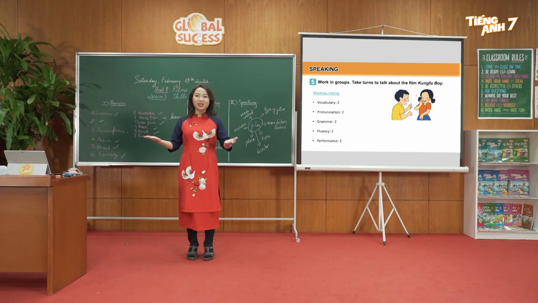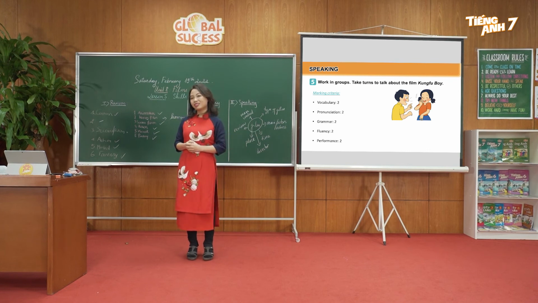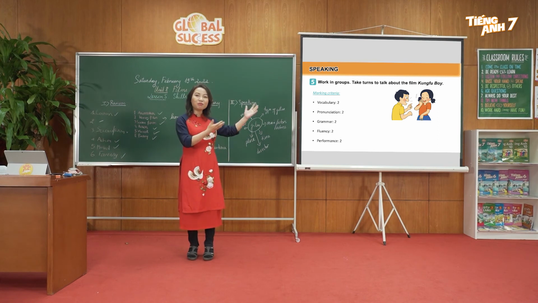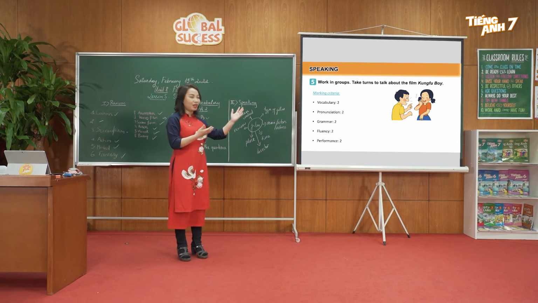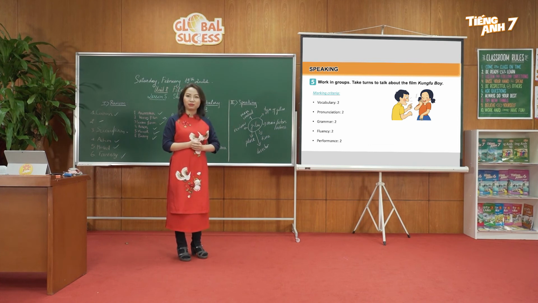Okay, class. Now we come to the last part of this lesson. It is Task 5. In this task, you will have to work in groups and take turns to talk about the film Kung Fu Boy. And remember, I will give you some marks based on the marking criteria here. Let's look at the screen. Look at the marking criteria.